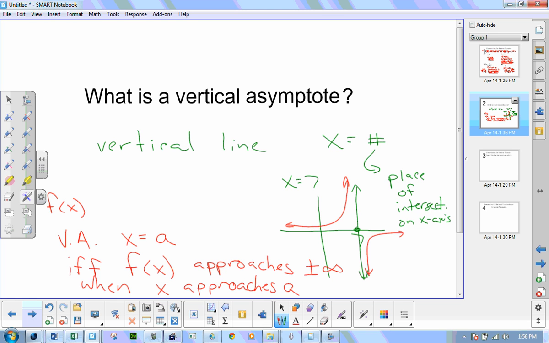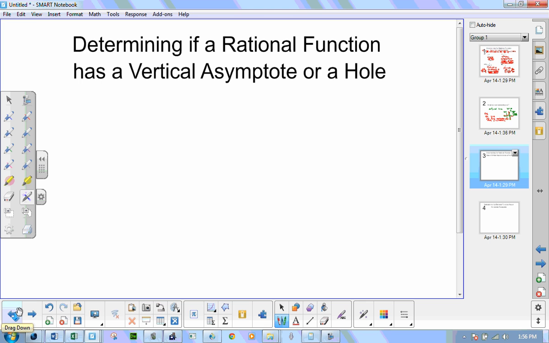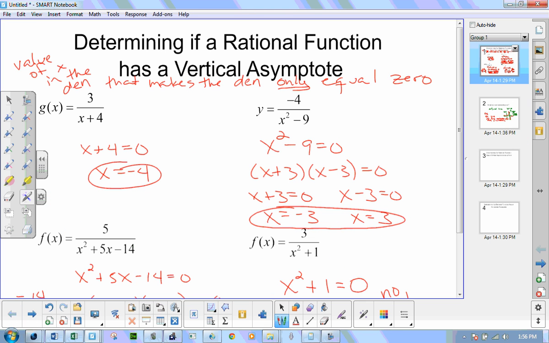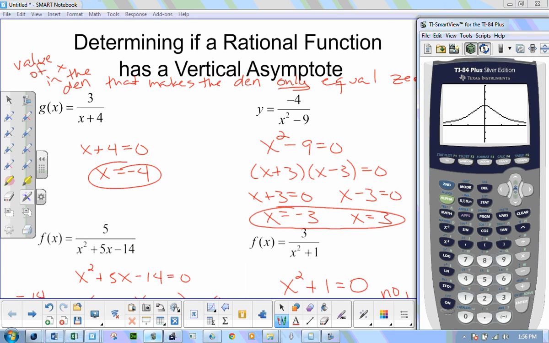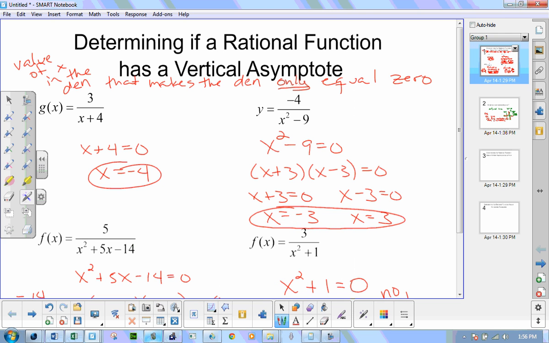So finding the asymptote hinges on finding the value of x that makes only the denominator equal to 0. And if you're interested in what happens when it makes the numerator and the denominator both equal to 0 for that value of x, watch my video on holes.